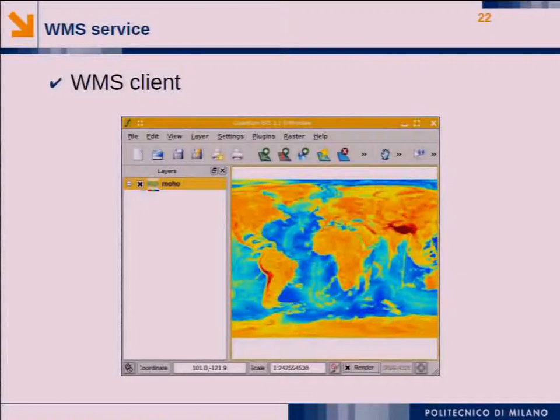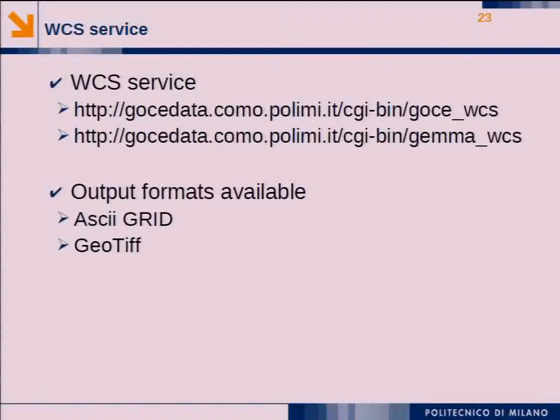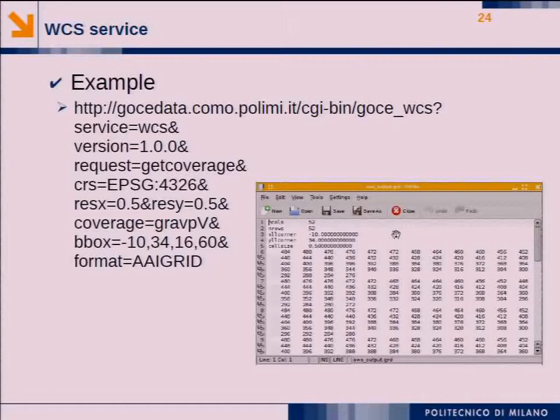Like WMS, we have a WCS service. These are the addresses to access our service, and it's very similar to the WMS service, but in this case we don't deliver an image as output, but a geofile. Now the output formats available are ASCII grid and GeoTIFF. This is an example of a query to the WCS server. So it's very similar to the WMS, but in this case, the server reply is an ASCII grid file.